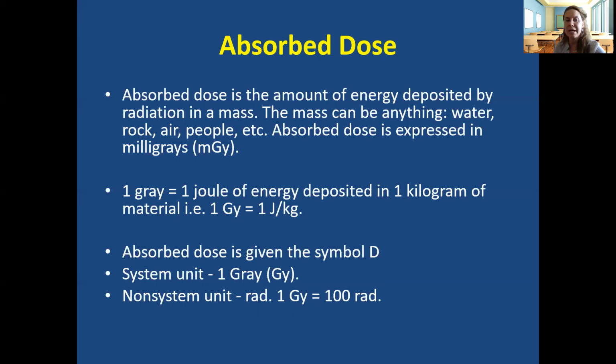Absorbed dose is expressed in grays. Gray was a very famous scientist who studied radiation, and after that it was named gray. One gray, what it means: it's 1 joule of energy deposited in 1 kilogram of material. So 1 gray is 1 joule per kilogram. Absorbed dose is given the symbol D. System unit 1 gray, non-system unit rad. And the relationship between them: 1 gray is 100 rad.